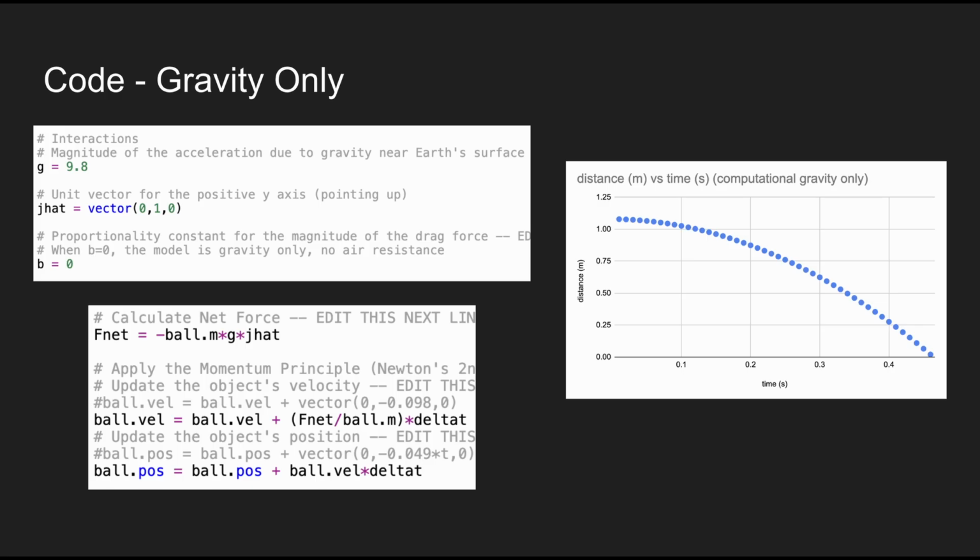To simulate a falling object which is only under the influence of gravity, I would need my net force to be only a vector of mass times acceleration due to gravity in the y component only. The velocity would be updated each time step by adding the net force divided by mass times the change in time for each time step. The object's position would be updated each time step by adding the ball's current velocity times the change in time. The resulting position versus time graph showed an object with constant negative acceleration.